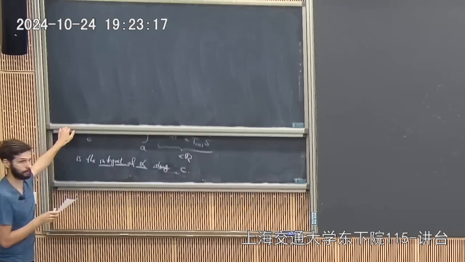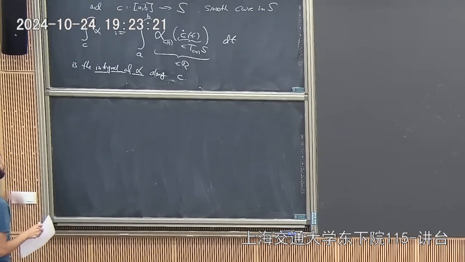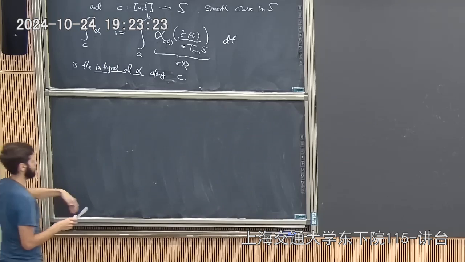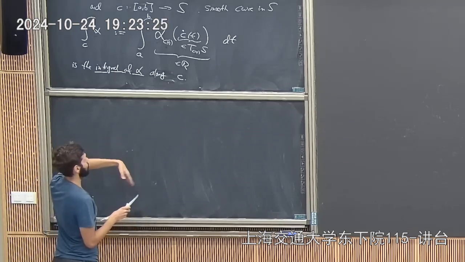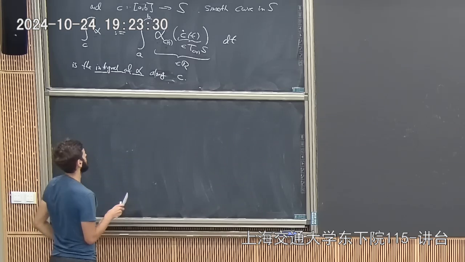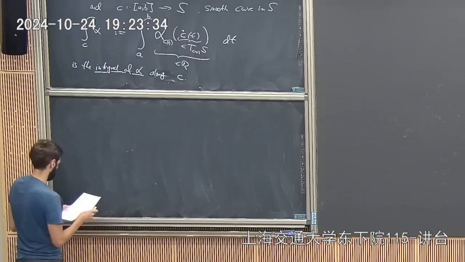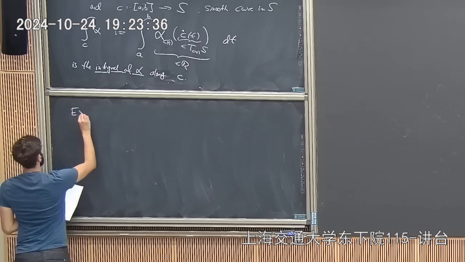So that's the definition of the integral. If you have a one form and a curve, you just plug in the tangent vectors along that curve into alpha, and then you get a certain number and you integrate these up. One example.